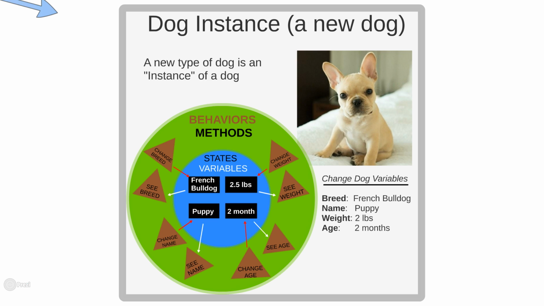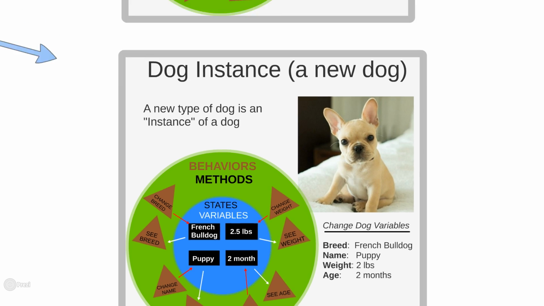Now, the way we're going to be able to change these dog variables will be through the methods of the dog. The variables of the dog will be isolated from the world, and we will only be able to change them through its methods. And of course, if we wanted to see what those properties or states or variables are, we'll have to use our methods to see those.